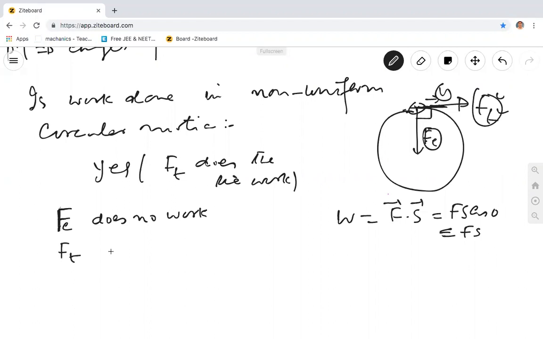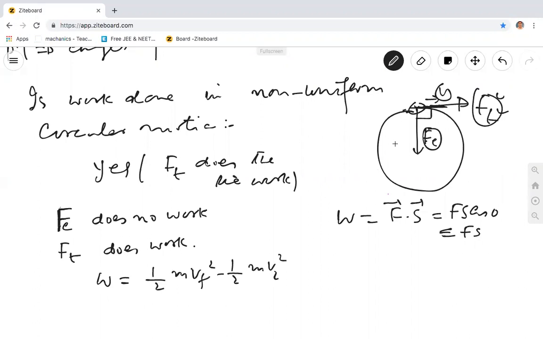Ft does work. And this Ft increases the speed. And you know, this work is equal to change in kinetic energy: 1 by 2 m Vf square, final velocity square, minus 1 by 2 m V initial square.